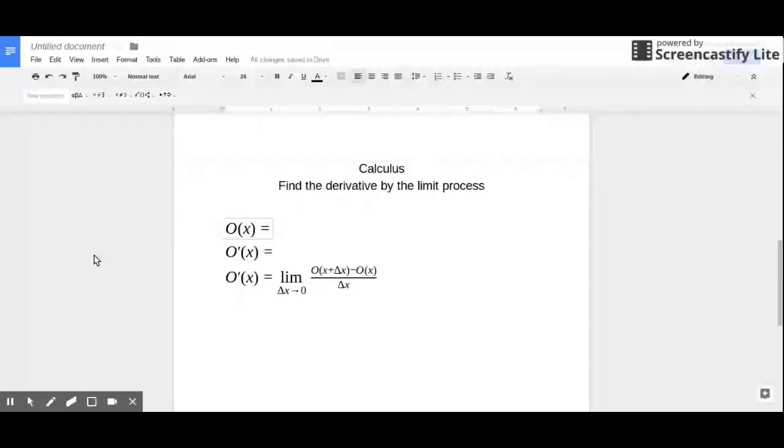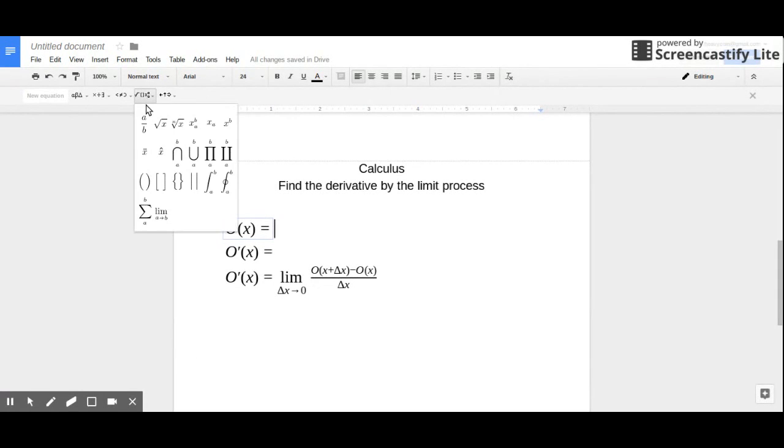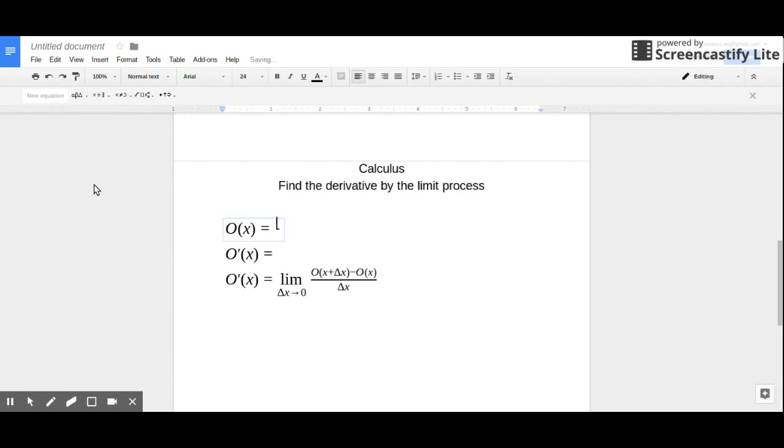Let's do a rational function. Let's do 1 over x. How's that? 1 over x. Okay, so we want to find O prime of x, and we're going to do that by using the definition of the limit, as long as this limit exists. So what's the first thing we're going to do? We're going to find this guy right here, and that means we're going to take this x plus delta x and plug it in right here.